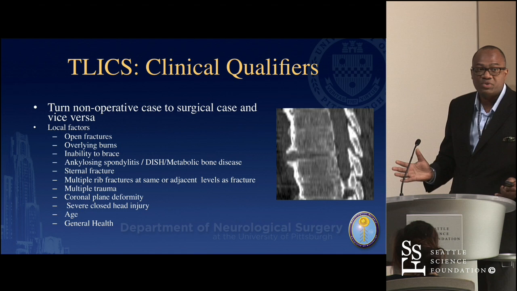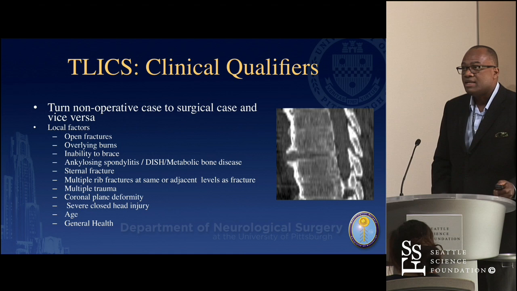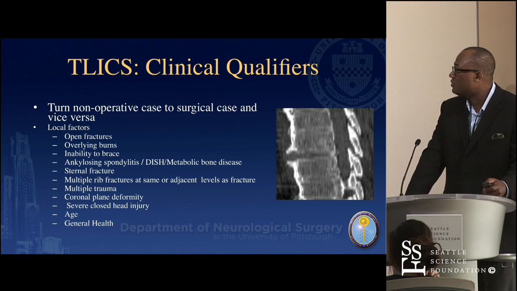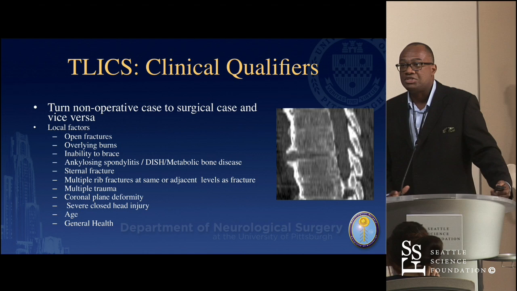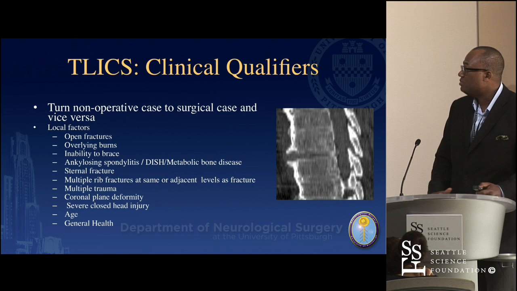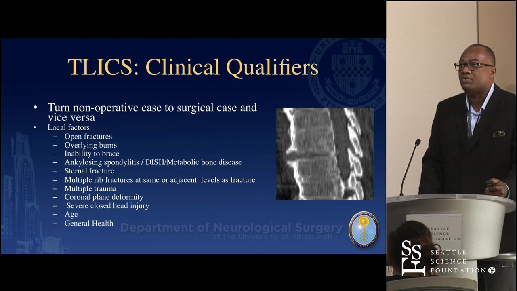You have a great scoring system, but you really live here. Do they have overlying burns? Do they have the inability to be braced due to other issues? Are the chest tubes coming out? Is this not going to work? Or do they have rheumatologic disease and other skeletal metabolic bone disease that require you to change whatever classification system you're using? And the last one would be if they have multiple trauma, severe closed head injury, I'm not taken to the operating room until we know for sure that they're going to make it from the other injuries.